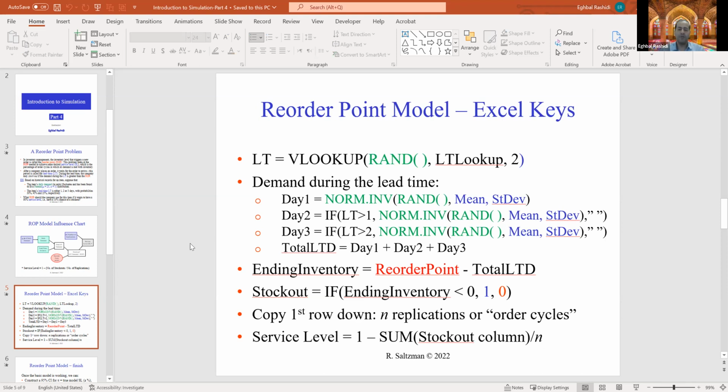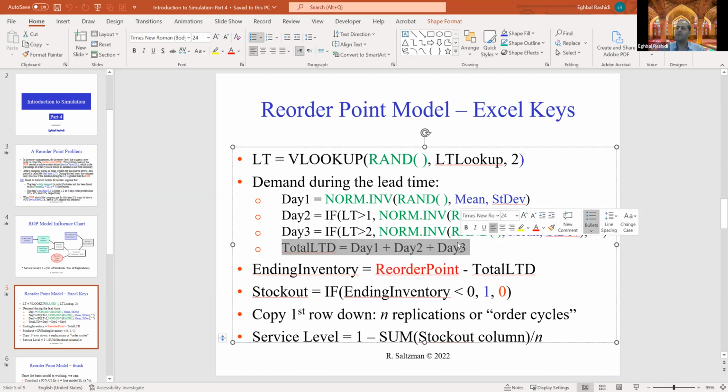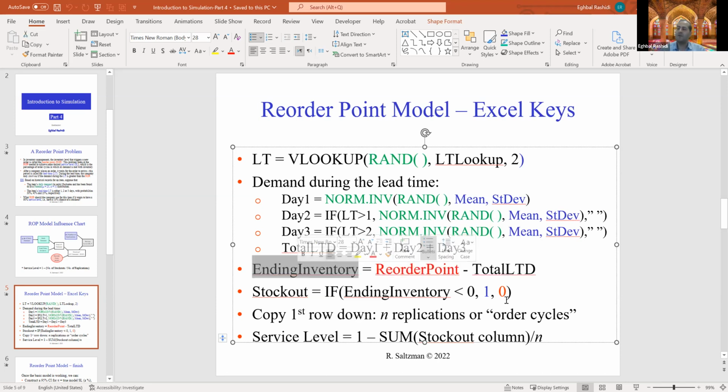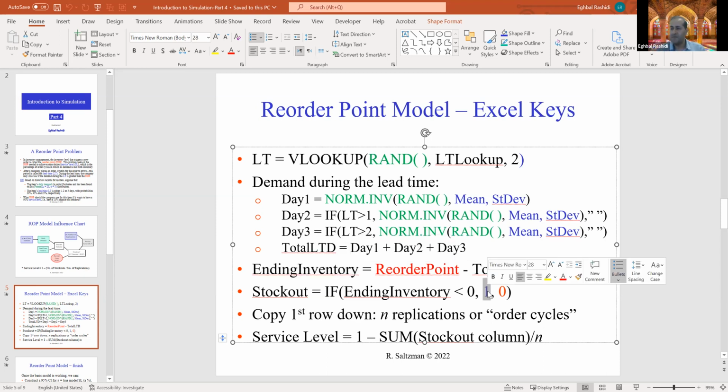Then we have to compute the total daily demand for the lead time, the total lead time demand. That's going to be the day 1 demand, day 2 demand, and day 3 demand, so we sum all these three up. After we have computed the total lead time demand, we can compute the ending inventory level to see whether we have a stockout or not. That's going to be the reorder point, which is the decision variable, minus the total LTD that we computed here, which is a random value. If the ending inventory value is negative, then we print out a 1 here. That means that we have a stockout. Otherwise, we don't have a stockout.